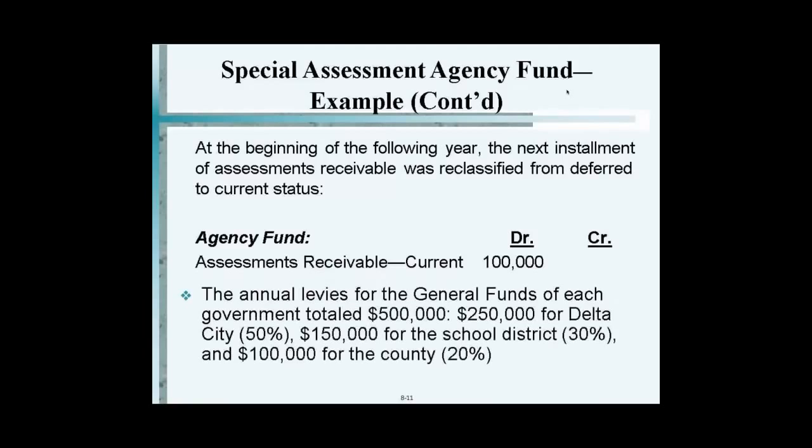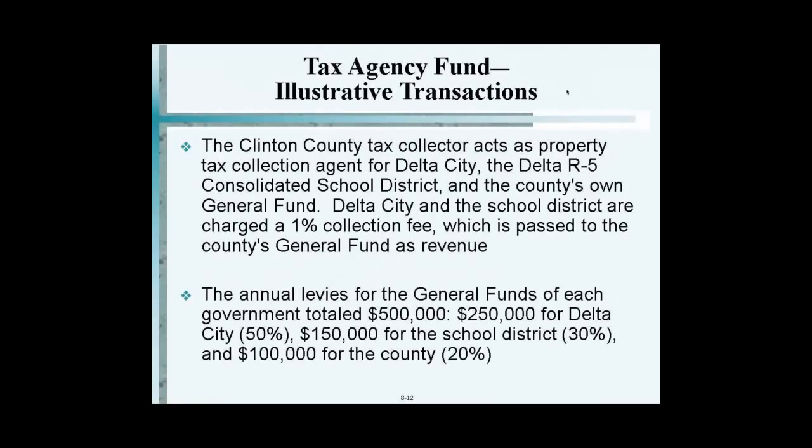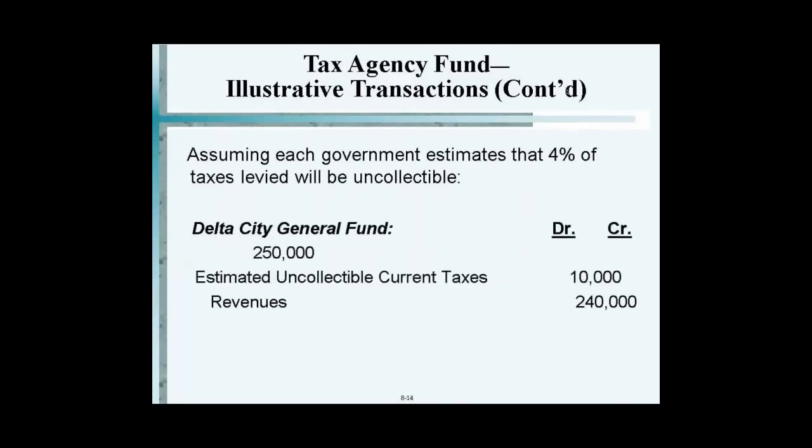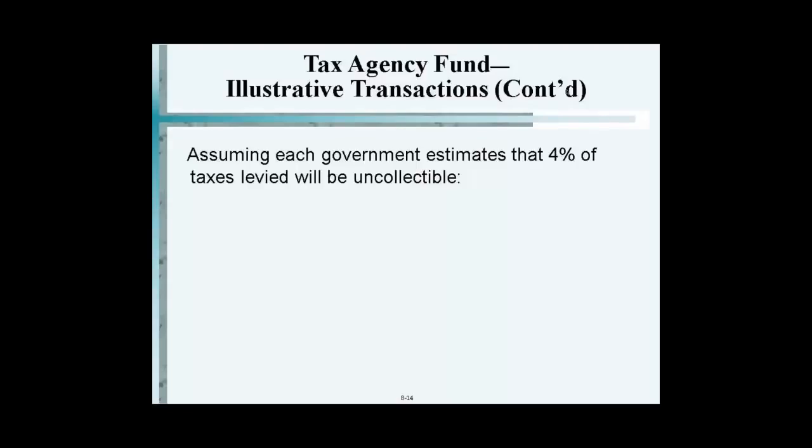A quick look at the tax agency fund. In this case, the tax collector is collecting money for all of these areas. Notice these are the amounts that are collected, and for each one of these are the amounts expected to be collected. There's a collection fee. And better than this, I think what I want to do is show you something that's a little easier to comprehend than these journal entries, because I think you'll get it better.